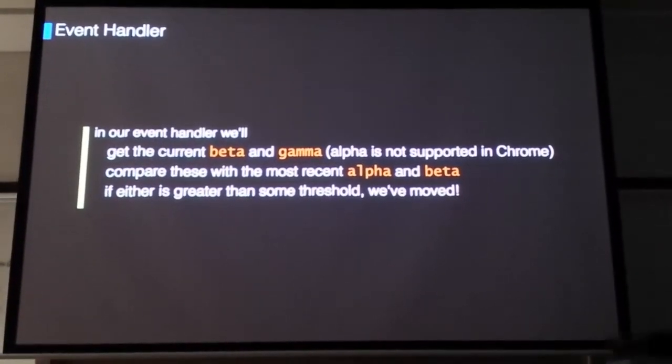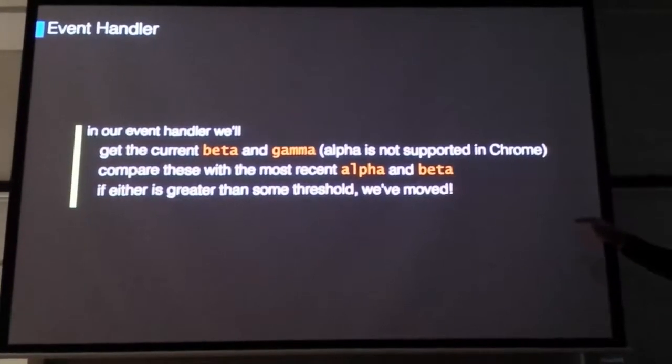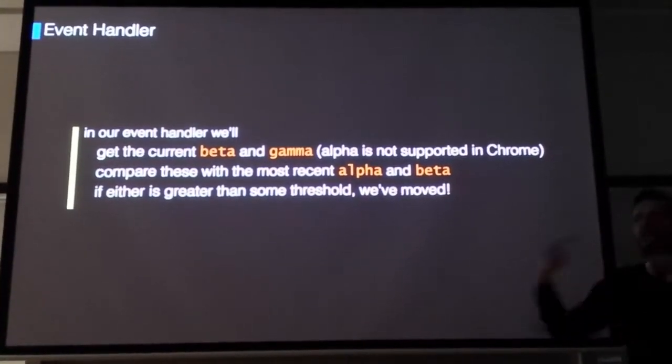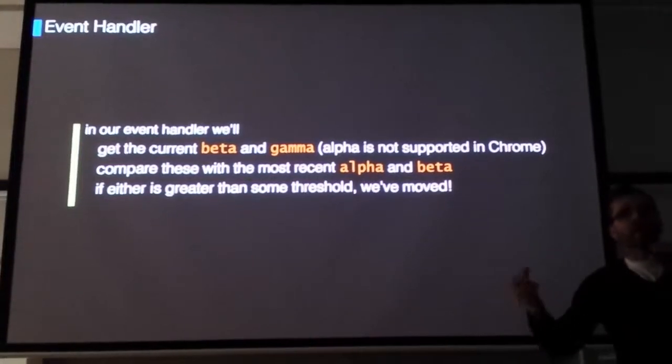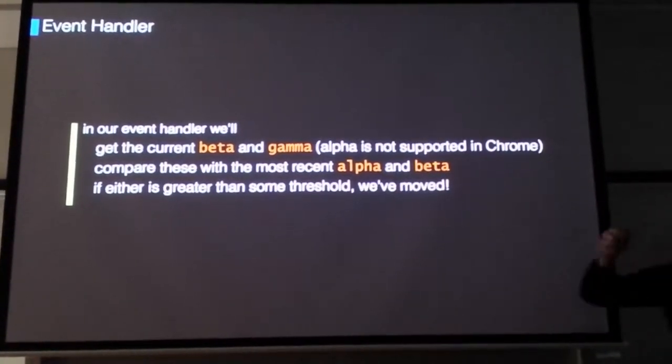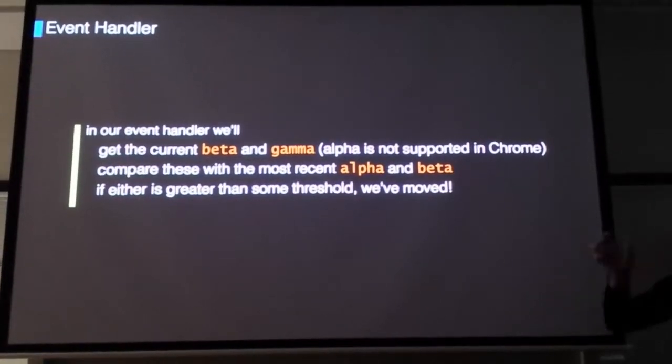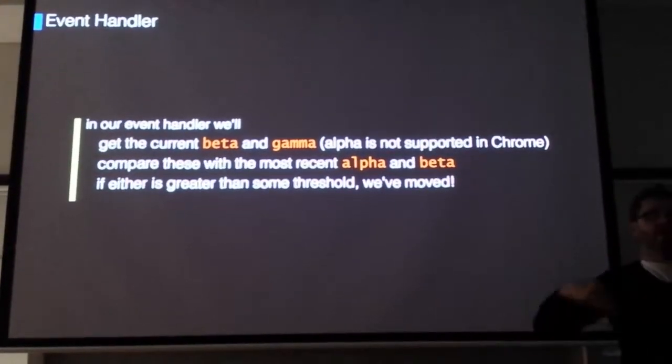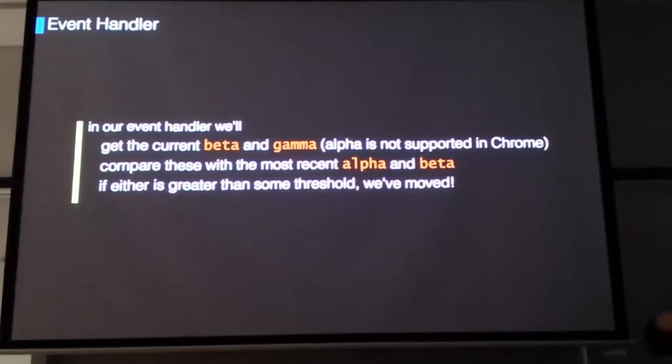So what we'll do is get the beta and gamma, and then we'll save that beta and gamma. The next time we get an event, we'll look at the differential between the two. We'll just subtract the number of degrees, since each of them is in degrees. So we'll look at how they've changed in, say, a 100th of a second, or a 50th, or a 20th.